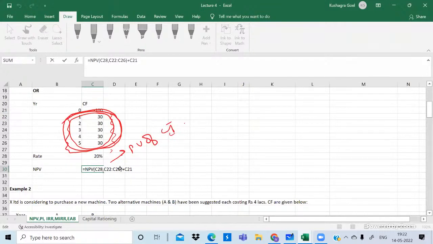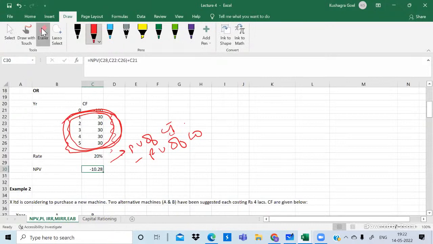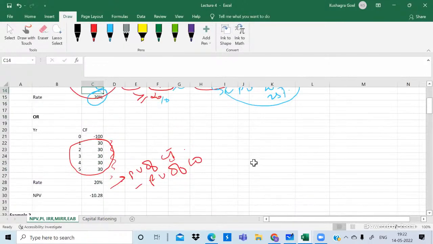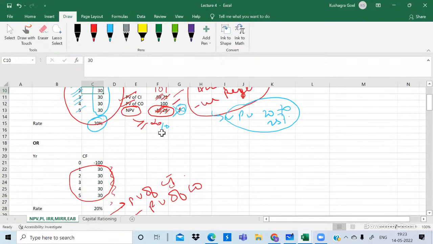But to calculate NPV, I also need to subtract the present value of cash outflows. Now, what is my present value of cash outflows? My present value of cash outflow over here is 100. So I've already written it as minus 100. So I'll just add this number of 100. If I add the number of 100, what I get is 10.28. So my NPV is still minus 10.28, which I was getting earlier also. Even over here I was getting an answer of 10.28, and I'm getting the same answer over there.